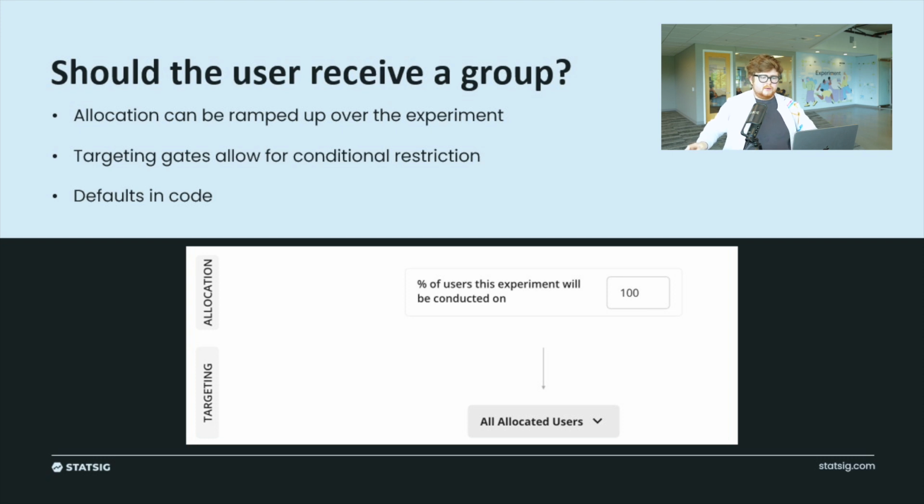So let's talk through whether or not the user should get a group. That first toggle that you'll actually have, and you should think of it like a toggle or a dial that you can turn even, is allocation. This is your way of ramping up an experiment's population over the course of the experiment. If you have a relatively small user base, it might make the most sense for you to just get all of that power right away and just set it to 100% and run it as an experiment.